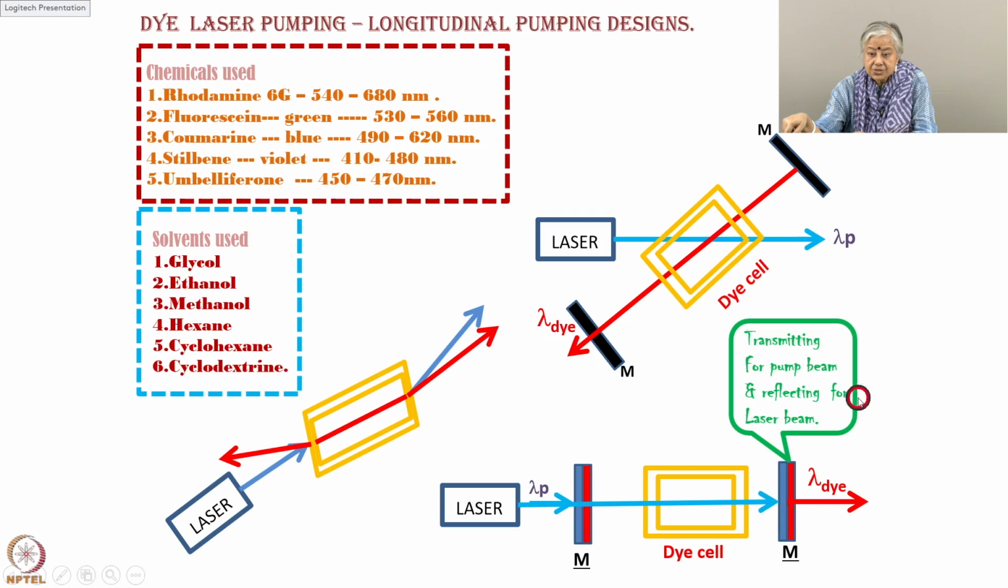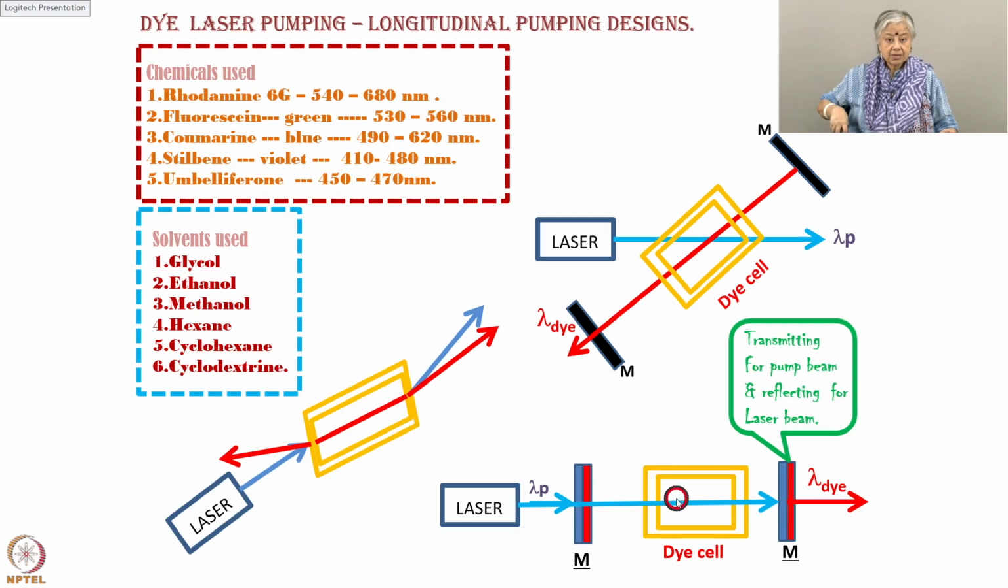So, here I have just written transmitting for the pump beam and reflectivity for the laser beam. That is how these two mirrors have to be coated. The dye laser system, I call it a system because there are lots of elements included with the dye cell in order to form a viable lasing system useful for the spectroscopist.